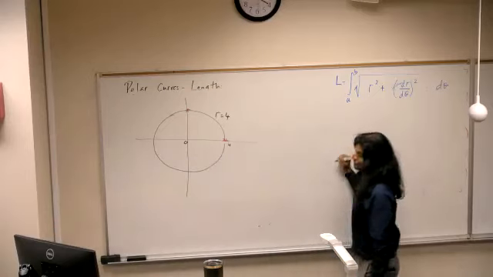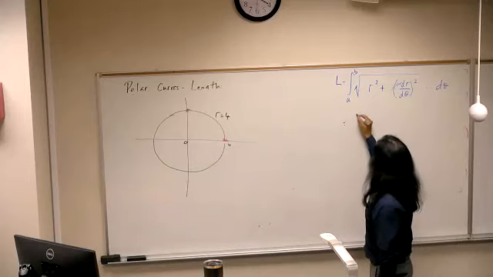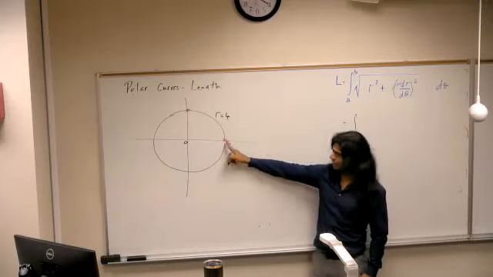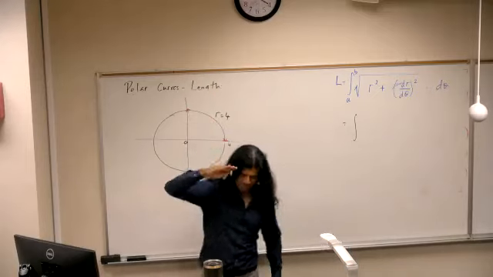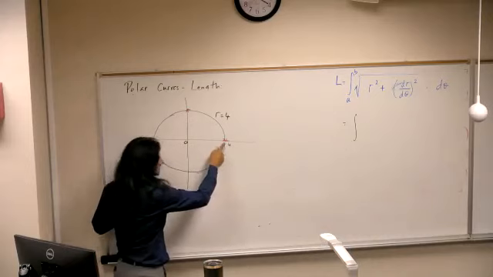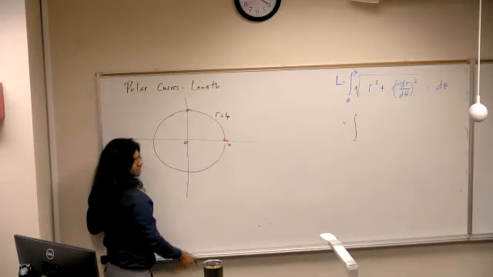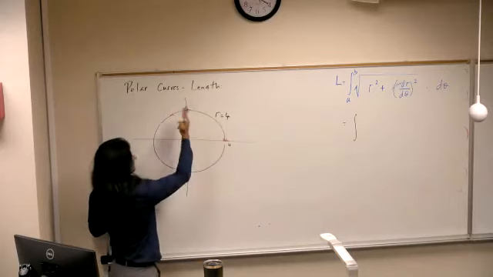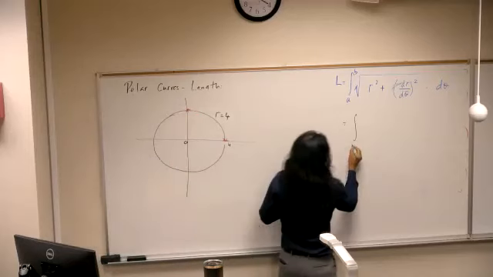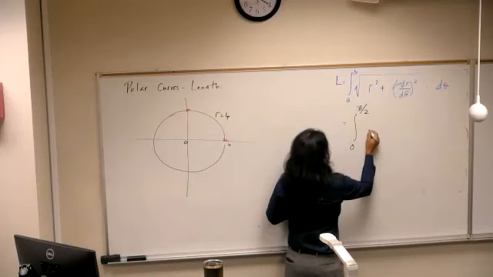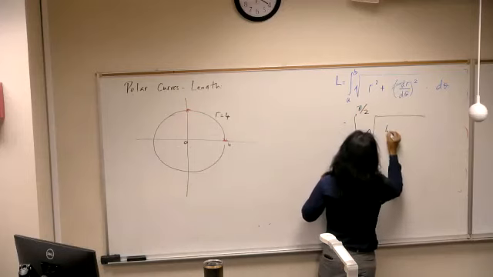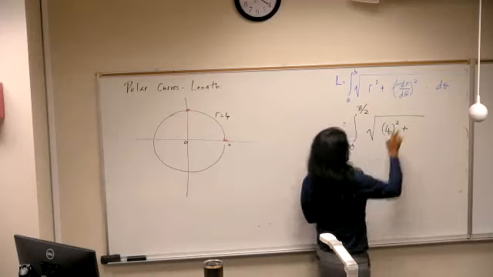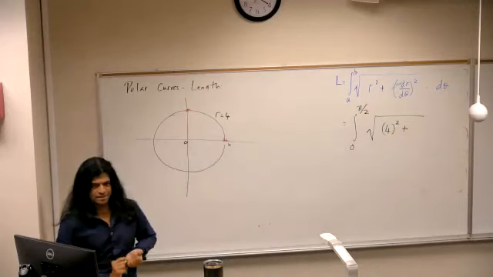Well, I can get it from here as well. I'm going from here to there, so I'm changing the angle. Starting at 0, where am I ending? Pi over 2. So 0 to pi over 2 of the square root of 4 squared plus what is dr over d theta?